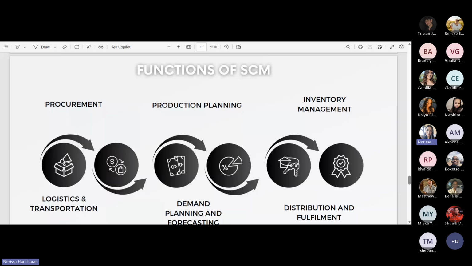Then we have demand planning and forecasting. This is quite essential when we're looking at supply chain management. It's how can you best predict your future customers' demand for a product or your future customers' demand for a service that they want. And this is by using historical data.